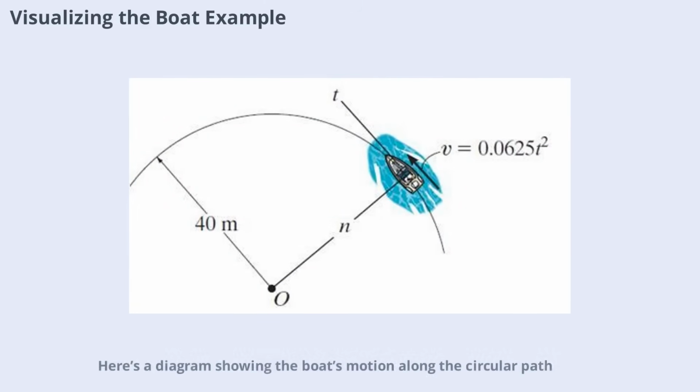Here's a diagram showing the boat's motion along the circular path. The velocity vector is tangent to the path, while the acceleration vector is a combination of tangential and radial components. This visualization helps us see how the boat's movement is governed by the same principles we discussed for human movement, highlighting the universality of these concepts in physics and biomechanics.